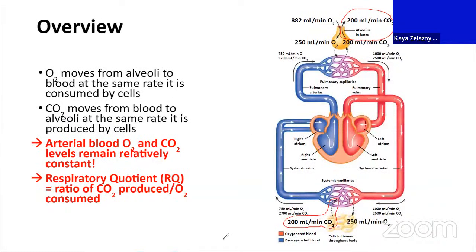The result is that when we look throughout the body, we're going to have some values for oxygen and carbon dioxide that we expect if we look at the blood. We're keeping the values of oxygen and carbon dioxide about the same throughout our arteries, regardless of how fast we're using oxygen and producing carbon dioxide at the tissues, because we're changing that respiration rate.